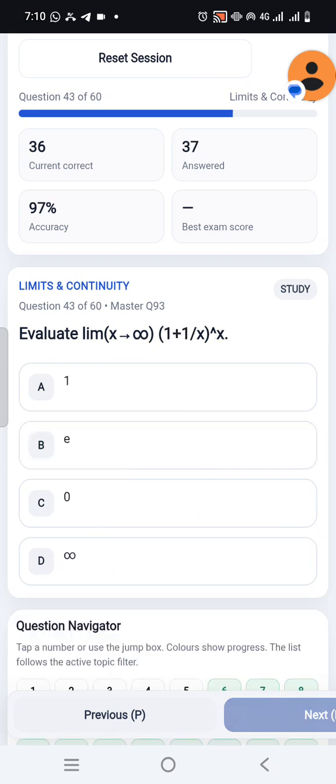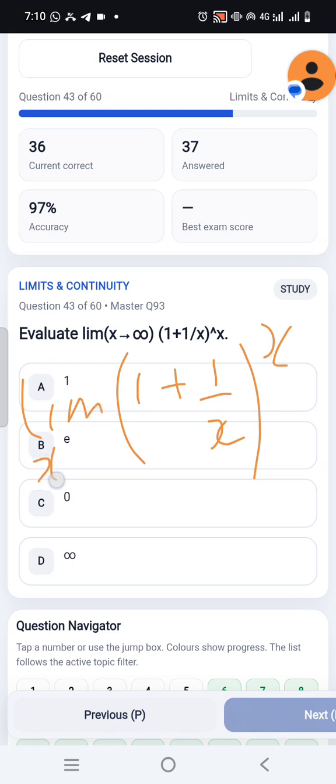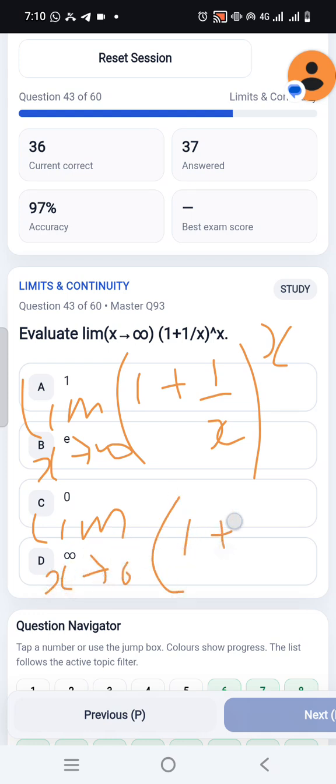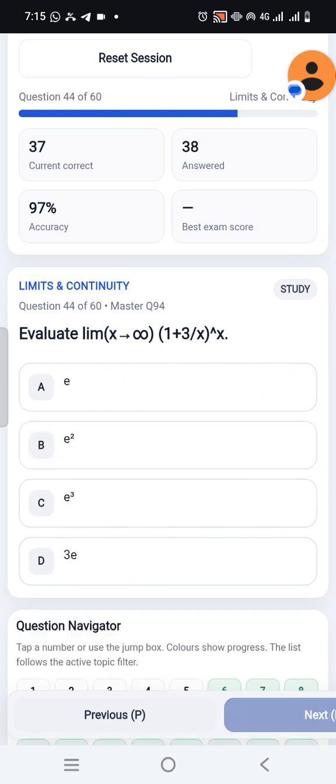So the next one, as x tends to infinity. This is the proper definition of e. You should know this; they used to write it two ways: limit as x tends to infinity of (1 + 1/x)^x. That is the definition of e. Or they could write it as the limit as x tends to 0 of (1 + x)^(1/x). That is our answer. So let's move to the next one.